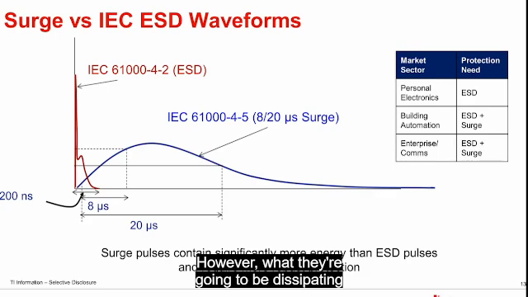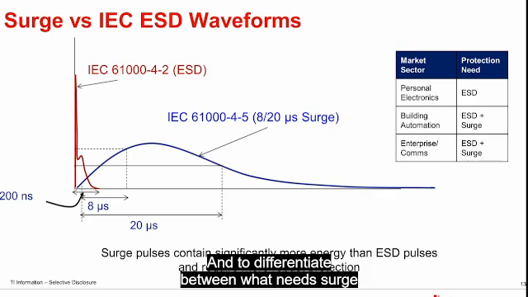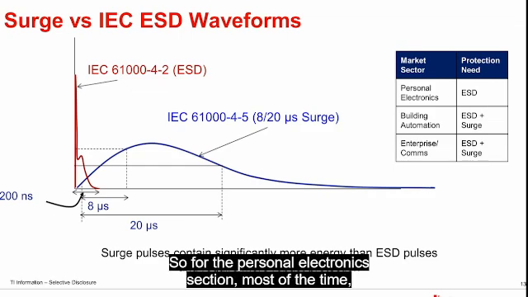However, what they're going to be dissipating is a much higher energy pulse. And to differentiate between what needs surge and what needs ESD, it's very dependent on the market. For the personal electronics section, most of the time they just need ESD. For building automation, enterprise, and comms, however, they need ESD and surge. So you just have to know, based on your end equipment, what environment it's going to be exposed to, and therefore what device you need to protect against it.